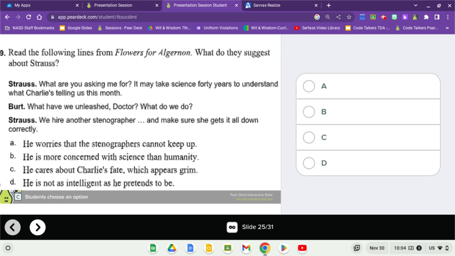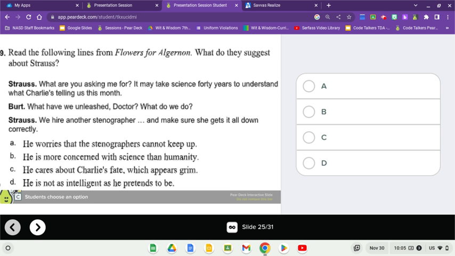All right, number 9. Read the following lines from Flowers for Algernon. What do they suggest about Dr. Strauss? Strauss, what are you asking me for? It may take science 30 years to understand what Charlie's telling us this month. Bert, what have we unleashed, Doctor? What do we do? Strauss, we hire another stenographer and make sure she gets it all done correctly.